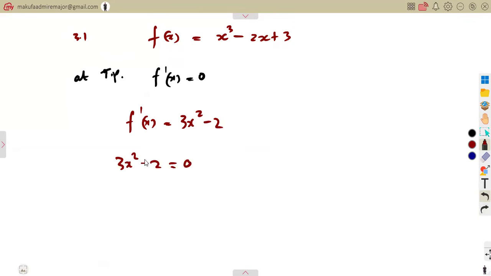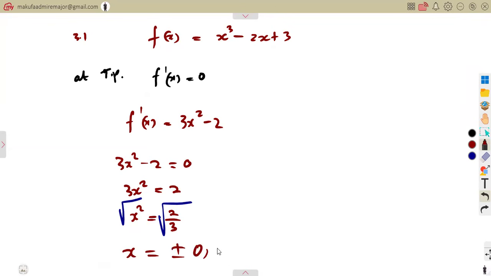So equate this to 0, guys. We can solve, transpose this. That will be 3x squared is equal to positive 2. Divide by 3 on both sides. That's 2 over 3. There is a squared, so introduce the square root on both sides. So x is equal to plus or minus. Remember, the square root of any number is plus or minus.